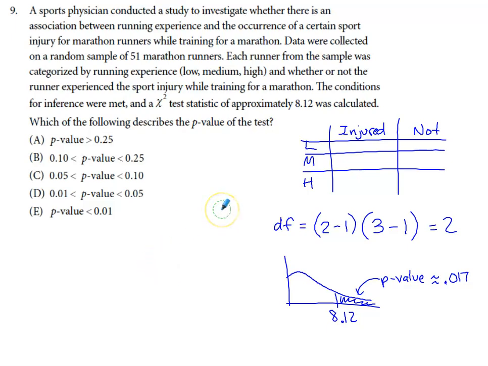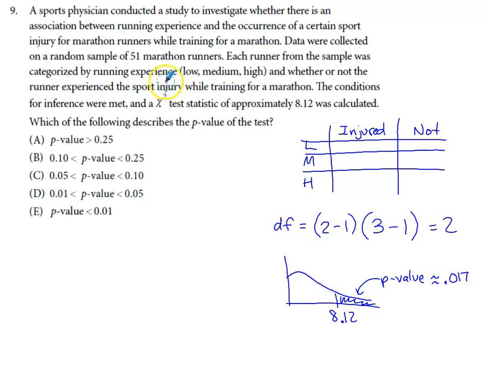Question number 9 from the AP Stats multiple choice preview. A sports physician conducts a study to investigate whether there is an association between running experience and the occurrence of a certain sport injury for marathon runners while training for a marathon. Data was collected on a random sample of 51 marathon runners.